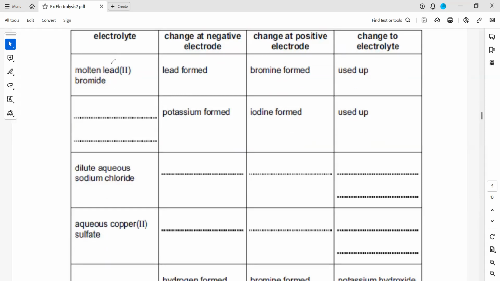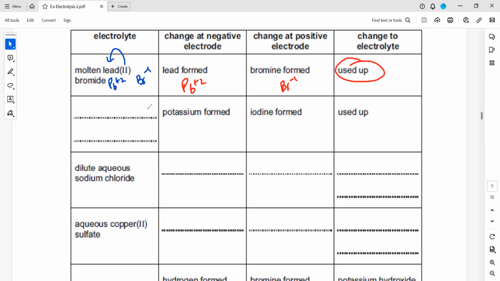In the first row, we have molten lead(II) bromide. The Roman number shows the valency of lead, so lead will be +2, and bromide means bromine, which is group 7. Lead ions are positive ions, so positive ions are attracted towards the cathode. The bromide ions are negative ions, so they are attracted towards the anode, the positive electrode. And whenever there's a molten substance, the electrolyte is always used up.